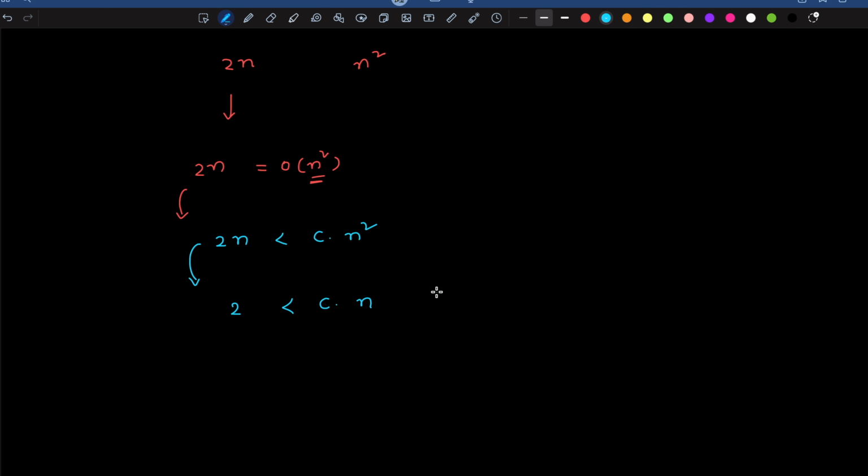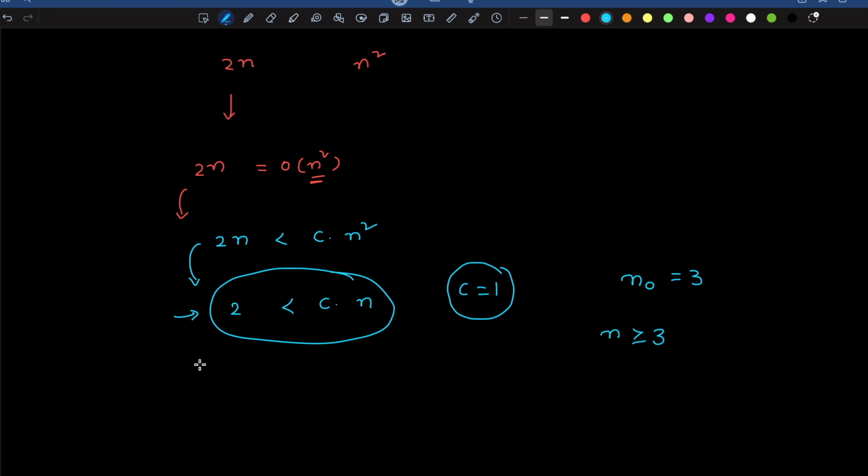Now, let's say for all values of c greater than 0, right? In case of small o, let's say my value of c is equal to 1. And if I take the n0 value as 3, for n greater than or equal to 3, when I substitute c equal to 1, this condition holds true, right? So 2 is less than 1 into 3. This satisfies the condition. The statement is correct, right?